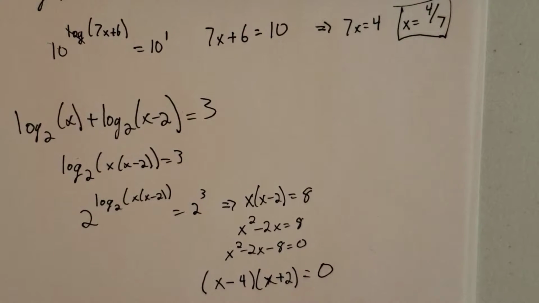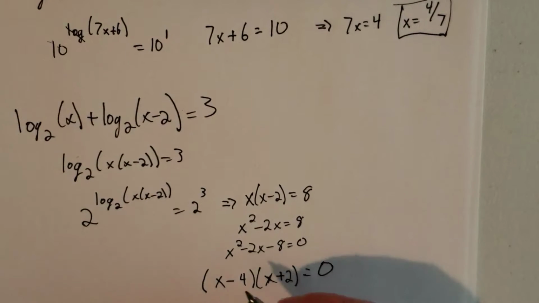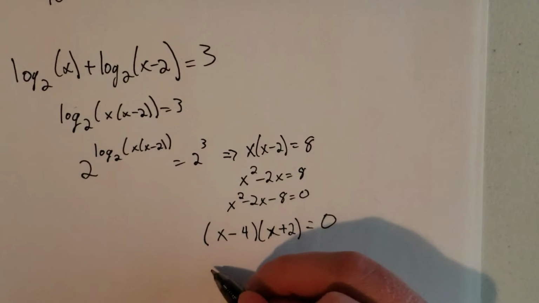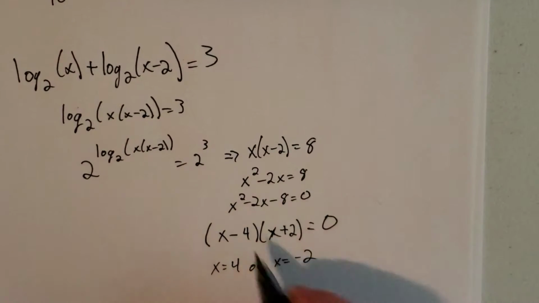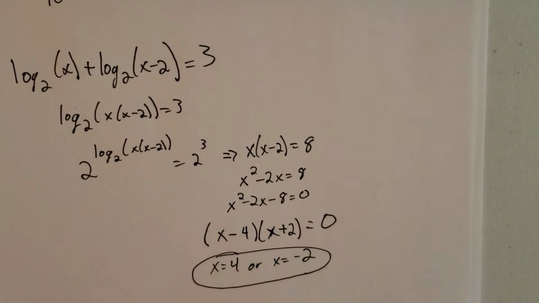So we have x minus 4 times x plus 2 is equal to 0. If that's the case, this implies that x is equal to 4 or x is equal to negative 2. And so there we have actually two solutions. Actually, we do not have two solutions.